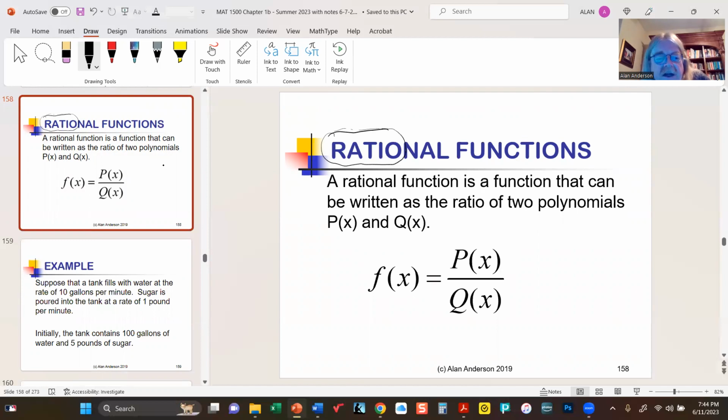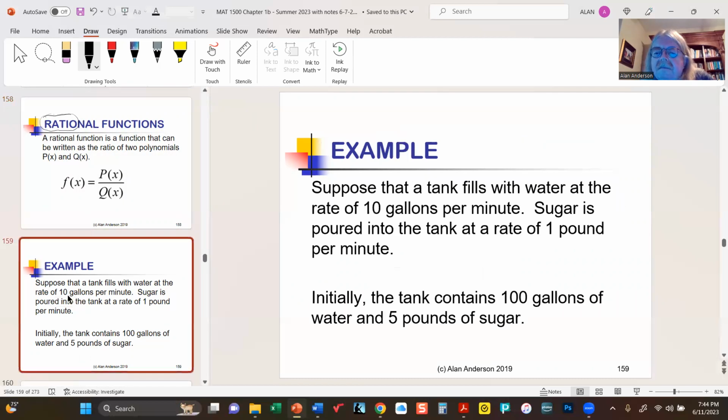Now, sometimes this can be very helpful. Now, here's a physics example. I couldn't think of any business example, so here's a physics example. We have a tank filling with water at the rate of 10 gallons per minute. At the same time, though, sugar is being poured into the tank at a rate of 1 pound per minute. We were given two starting values, 100 gallons of water and 5 pounds of sugar. So with this information, we will be able to tell what is the ratio of sugar to water or water to sugar, depending on which one we're interested in, at any point in the future.